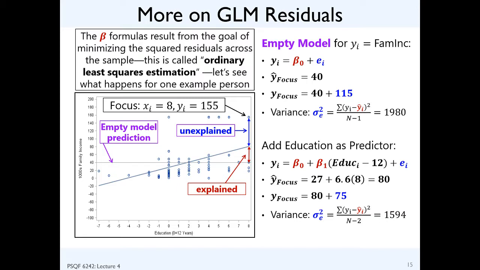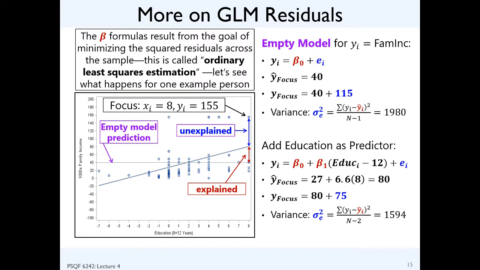For every year of education, so instead of using the phrase unit, you want to use the actual units if you can. So for every additional year of education, what happens to income in thousands? The slope goes up, right, by 6.6 thousand.